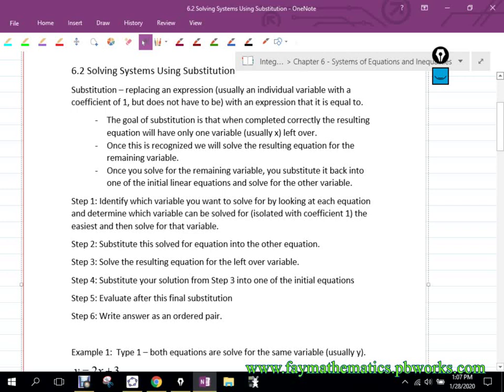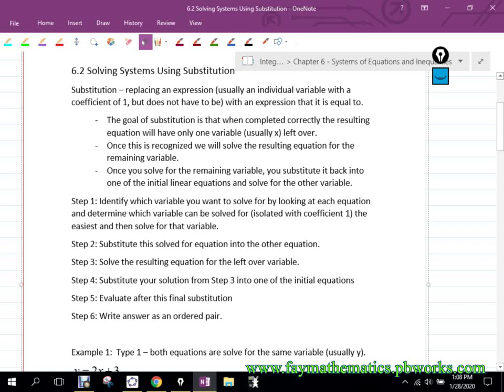These steps are here for you to go back to. If you get stuck in homework, go back to them and say, okay, I've done this, now I'm on step 3. What do I have to do in step 3? You can give yourself a little bit of help or guidance to get through the rest of the problem. But the goal of substitution is that when completed correctly, once you do the substitution, you'll have one equation left over that looks like an equation from chapter 2, and you just have to solve for x or solve for y. So the hope is that you have one variable left over and you're able to solve for it.